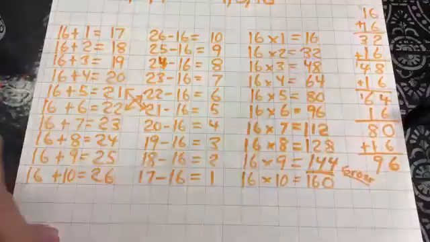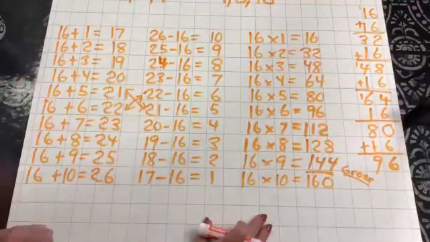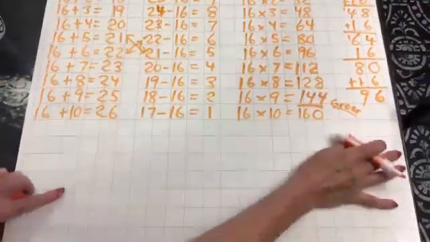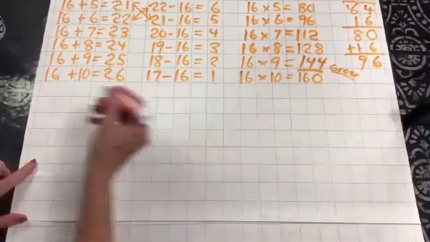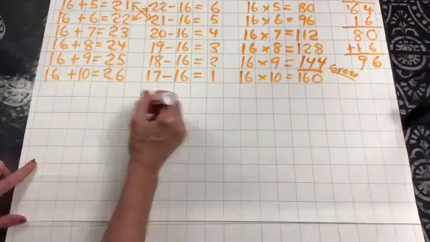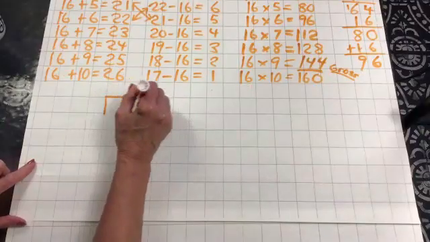Take your time, make sure you multiply, you add, you do it the way that makes sense to you, that you feel comfortable with. Eventually you'll do them all. So let's go on to division. So I'm just going to put it right here.